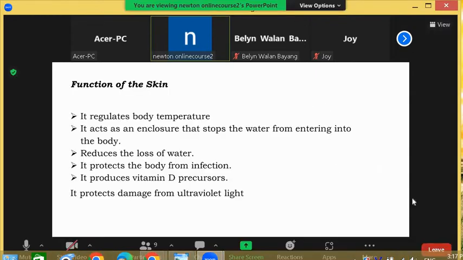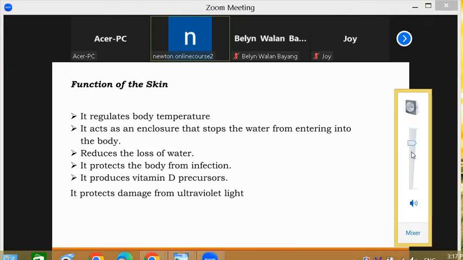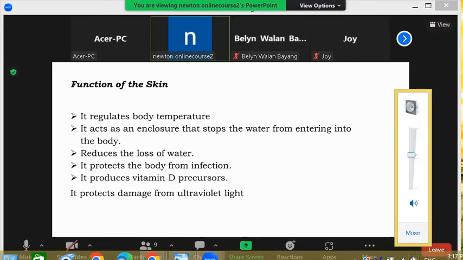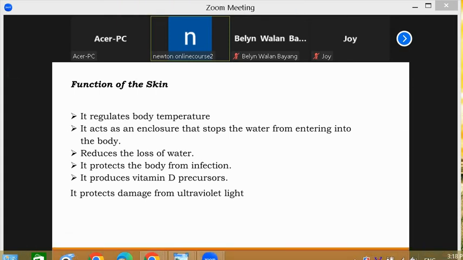So next we will discuss what the functions of skin are. What is the importance of skin? So skin is the largest organ in our body. Okay, you know that from the top to bottom, from the head to toe, we can see the skin in our body. So that is the largest organ in our body.